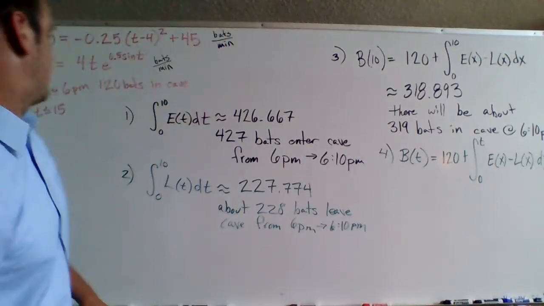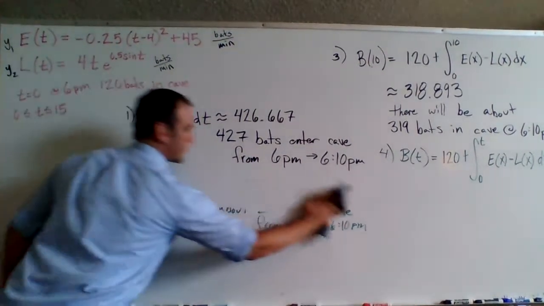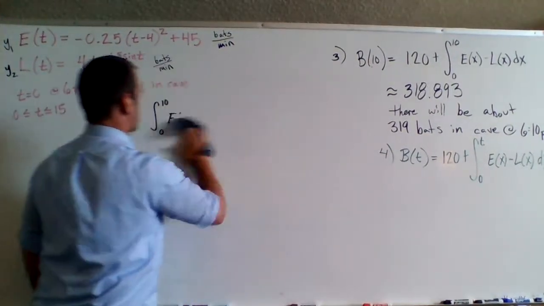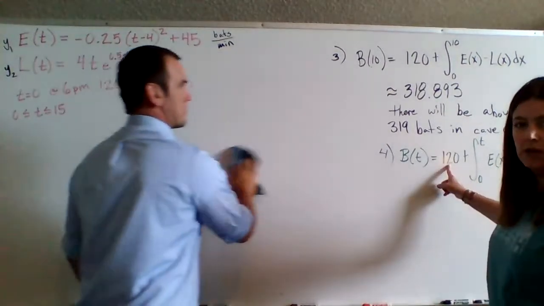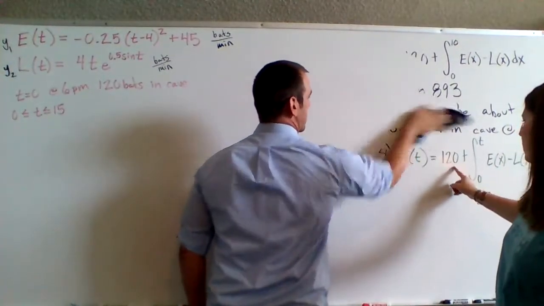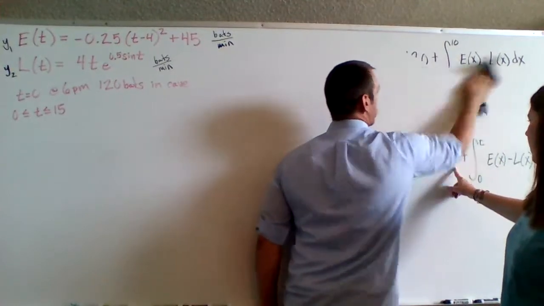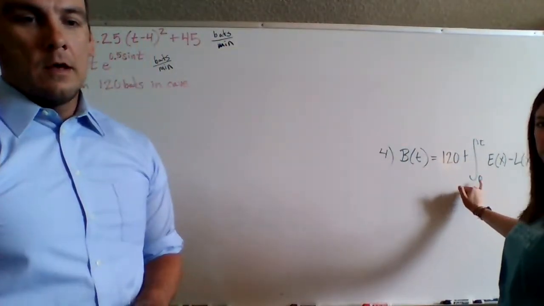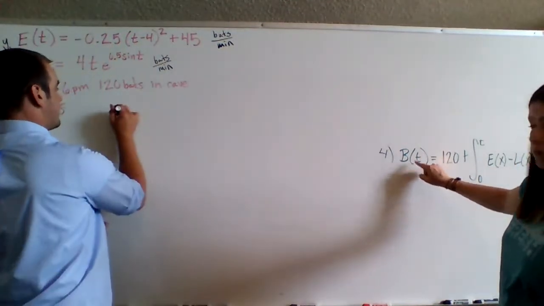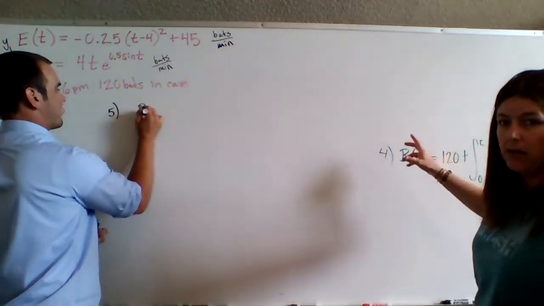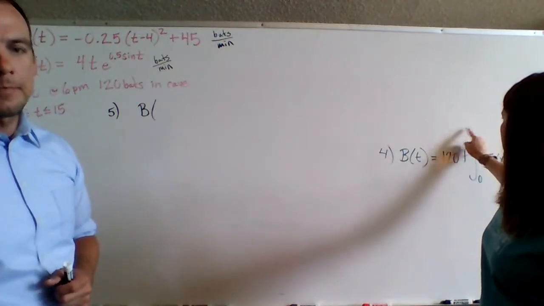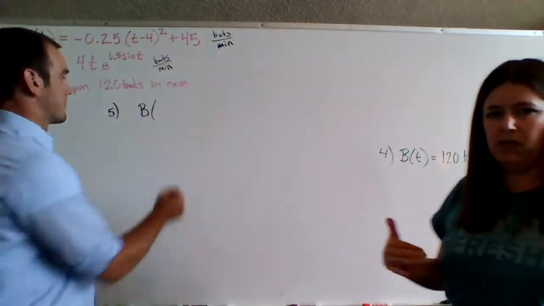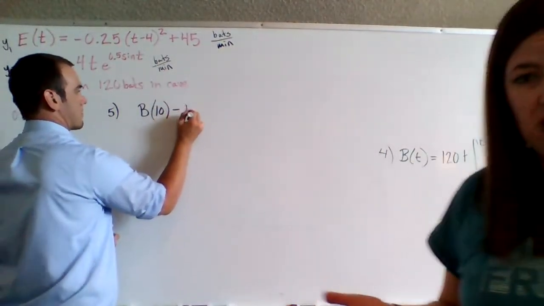Let me erase here, make some more room. Sometimes I will show this as B of 0 for the bats at the time of 0. If you like that twist, like I think about, because then you know this time has to match this lower boundary time. And this time, which is a variable because I want the bats at any time, has to match the upper boundary time. And then on the next step, replace B of 0 with the 120. Either way.